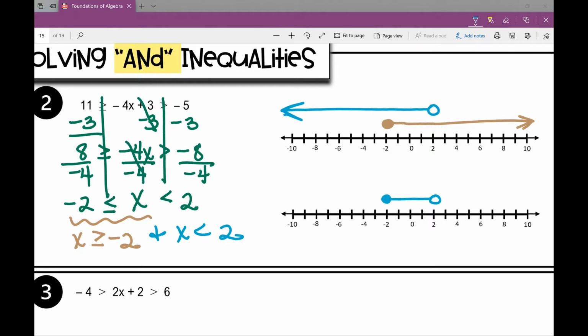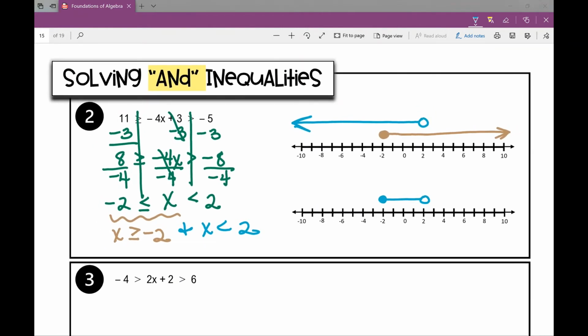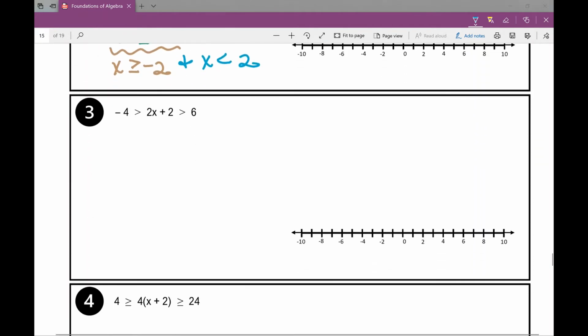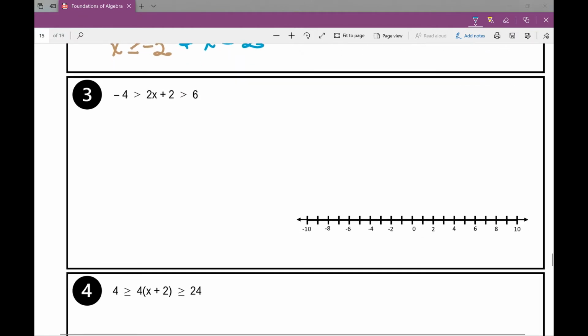Okay, so this is how you'll see and inequalities in a lot of situations. Those and inequalities, I say they're like connected, right? You've got endpoints and they're connected. But sometimes you might get some that look like this. Let's move on to number 3. So this is written the same way. So again, we want x all by itself.